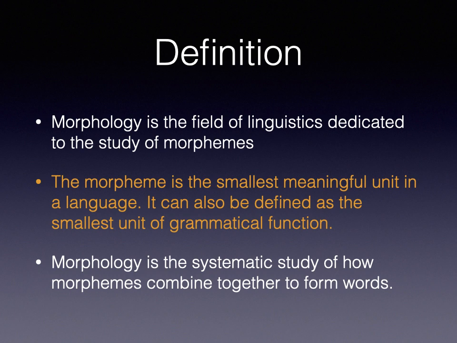Morpheme is the smallest unit of a language which has meaning on its own. So a word has meaning, but suppose you can split that word into further meaningful units, those are called morphemes. And morphology is the systematic study of how morphemes combine together to form words. Now let us look at some examples of morphemes.